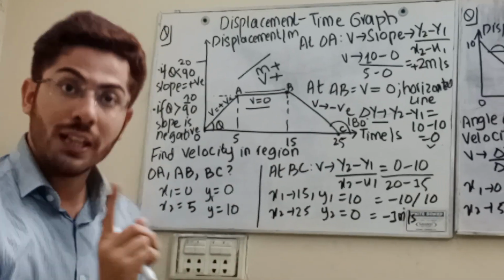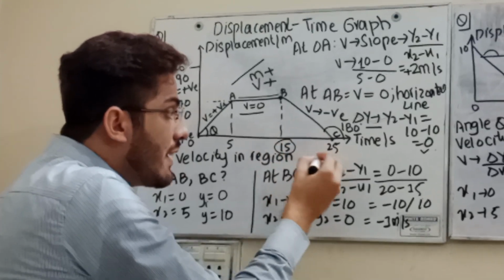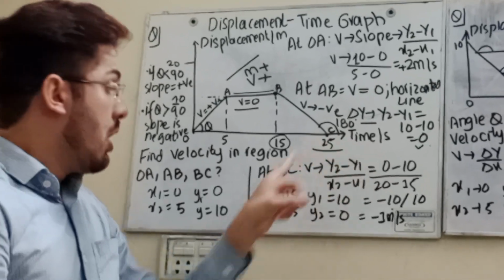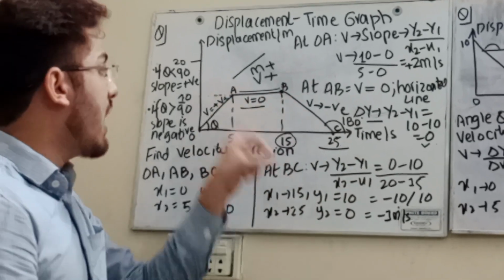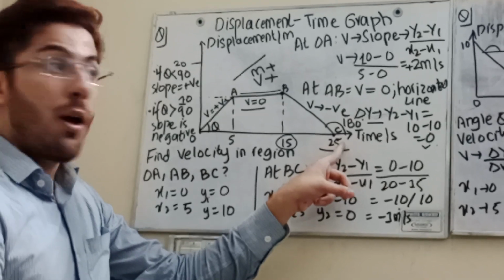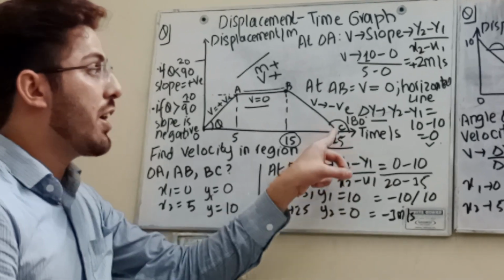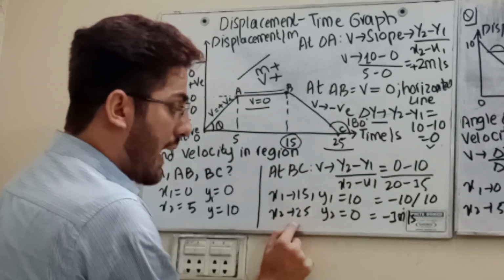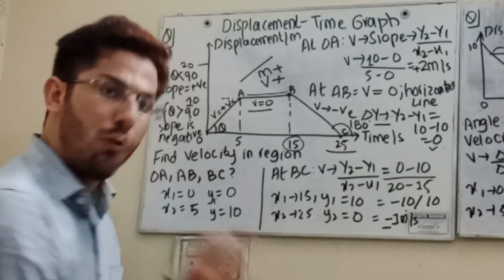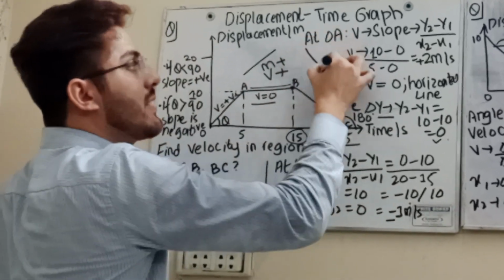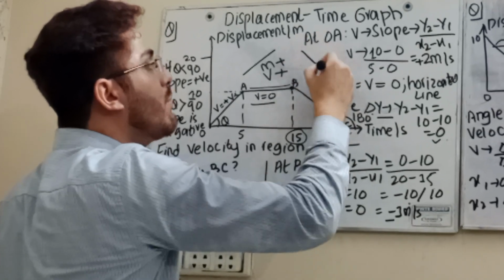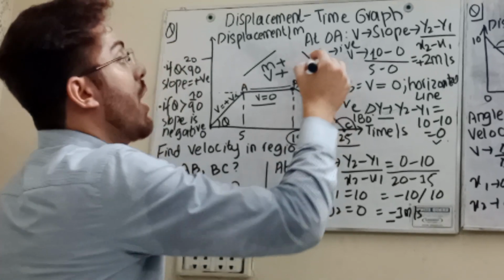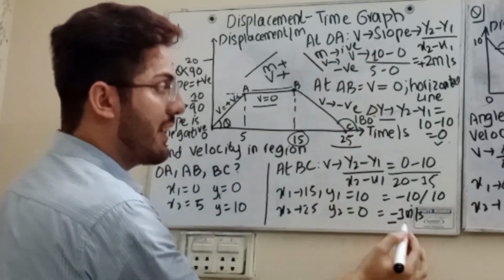How are we going to get the answer across BC? Student, always remember one thing. This is x1, this is x2, as the time goes, so we are going to take this time. x1 is 15, y1 is 10, x2 is basically 25, but y2 is basically 0 because it is touching the x-axis. Now I need to apply the formula y2 minus y1 and x2 minus x1. I got the answer negative. Always, my student, whenever you see this type of line, it means you have a negative slope and you have a negative speed as well. Okay, so this is the proof.